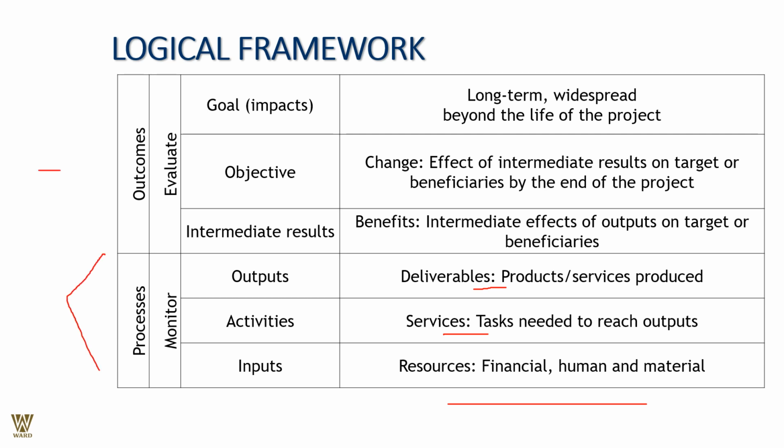Now we come to the outcomes part of it. And how do we go around the outcomes? Every deliverable will have an intermediate effect on the target or the beneficiary. So these beneficiaries will see a change among themselves, and these are the result of the intermediate results on the target and beneficiaries. We are talking about goals, which are long term, widespread, and beyond the life of the project, as the case might be. This is what we are looking forward to.